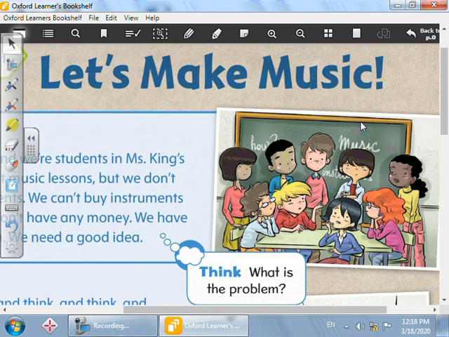Super! Children, where are they? Excellent. They are in a classroom. What do you think? What are they doing? Super. They are talking and thinking together. Do you think they have a problem? Oh, yes. They have a problem and they are thinking together to solve the problem. Now, we need to know what is the problem. Let's read and know.